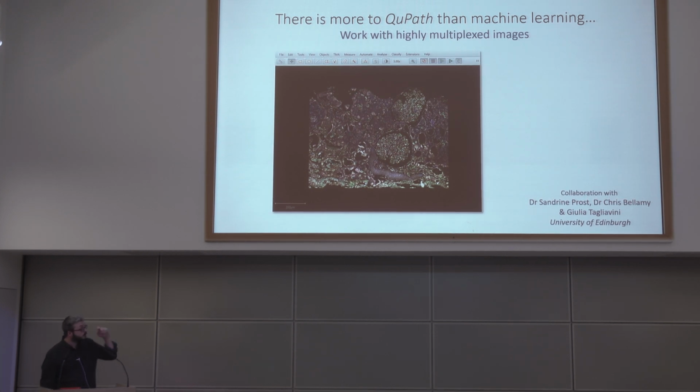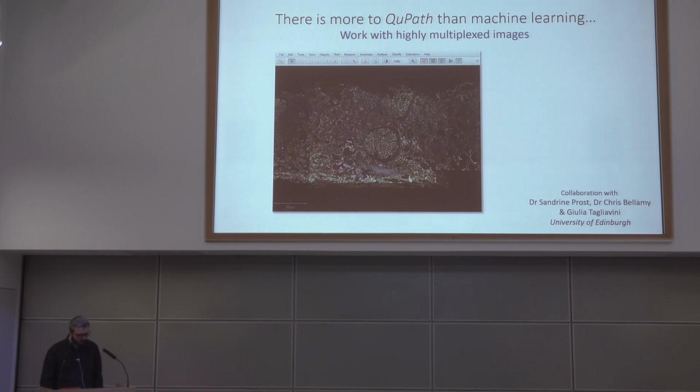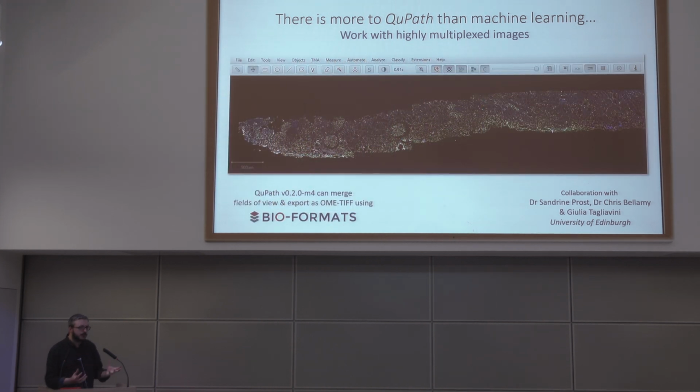In a collaboration with Sandrine Prost, she's working with images, I think, from the Perkin-Elmer Vectra Polaris system. We had lots of different fields of view, and so when we wanted to maybe begin to look at things spatially as well, I didn't really like trying to solve the problem of integrating analysis information from lots of fields of view. I'd rather solve the problem of, can we stitch them together? And so QuPath will now allow you to take these different fields of view, parse the location, and then stitch them into a single pyramidal OME TIFF image.